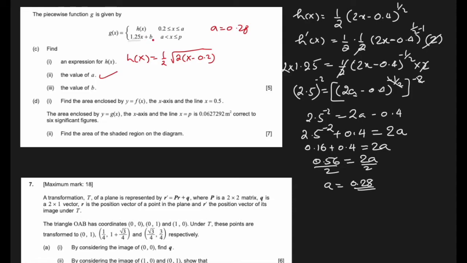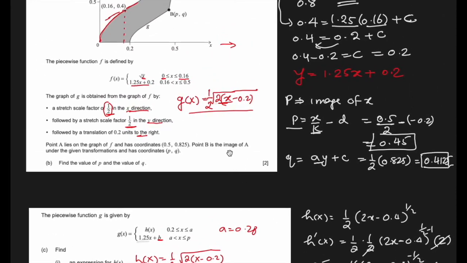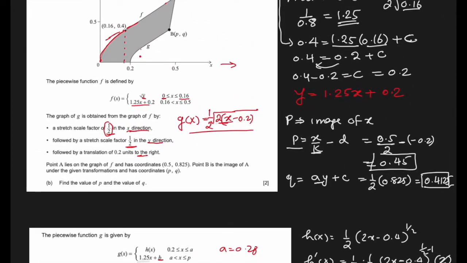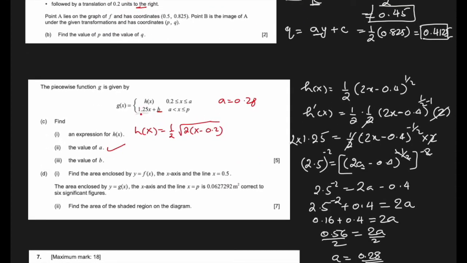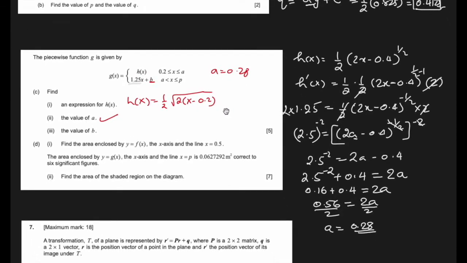The value of B also, we have to find the value of B. And let's see if 0.28 is making sense with our graph. 0.28 somewhere here will be 0.28, right? It makes sense that it is curved till here and after that is a line. Can you see that the y value will be the same for the line as well as the curve here? So the y value will equate: 1.25x plus b will be equal to hx. So that will be the y value at both the places.